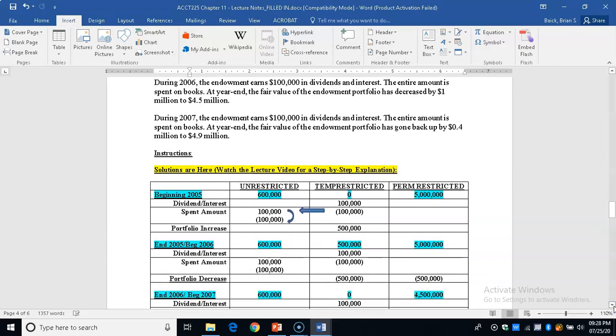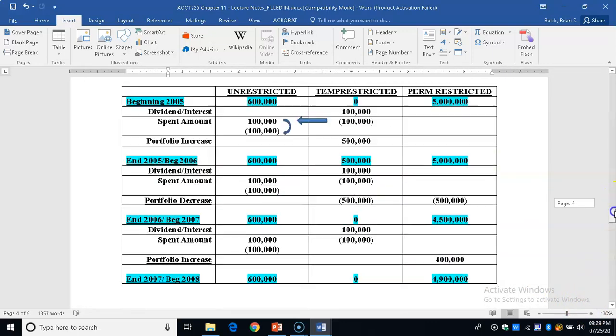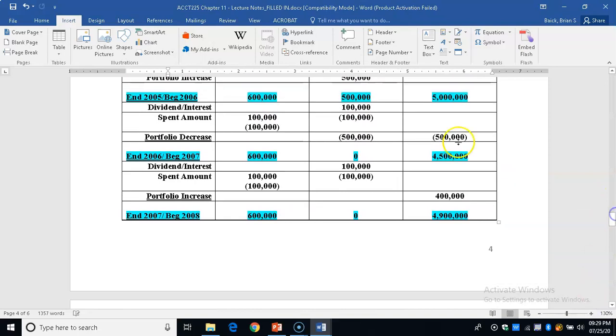Okay, in 2006, it says the endowment earns $100,000 in dividends and interest. The entire amount is spent on books. And the value of everything dropped by $1 million, and now it's $4.5 million. Okay, so that's going to be here. So we have dividends and interest of $100,000 right here.